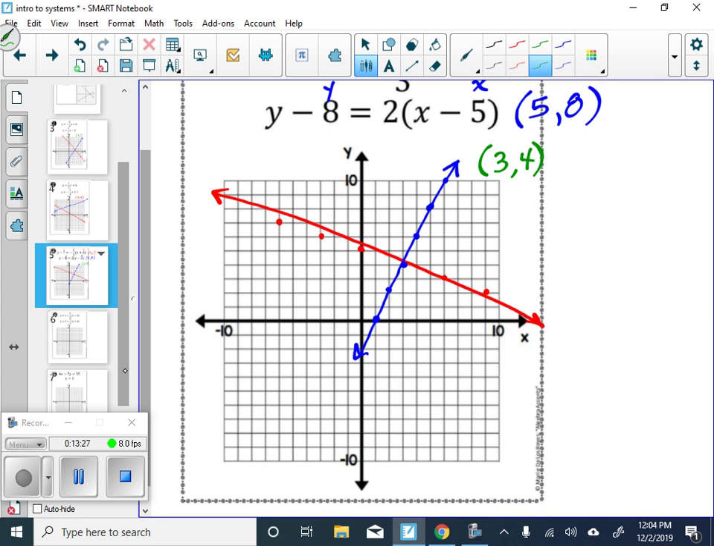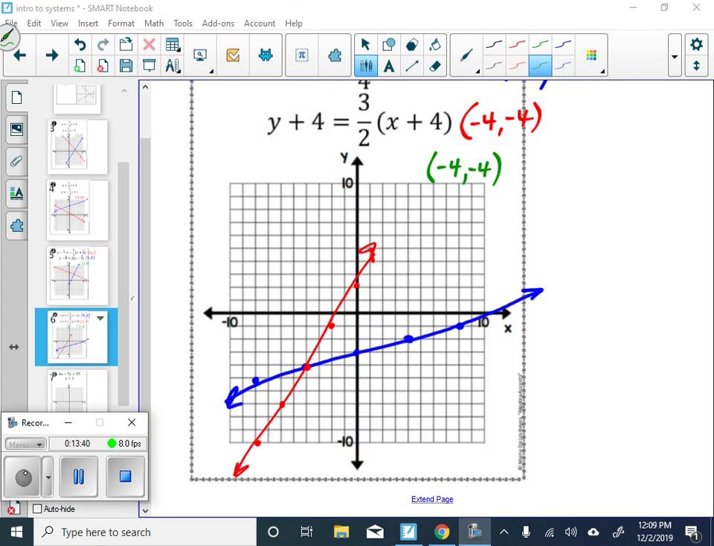As you finish checking this one, your job is to move on to the next question, which is question number 4. I want you to complete number 4. So if you're watching, you're going to pause, complete number 4, and then we'll check together.